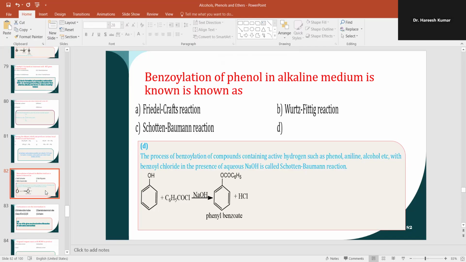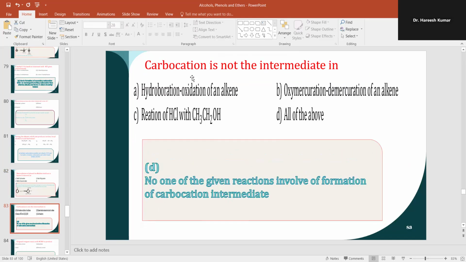Let's take another question. So carbocation is not the intermediate in hydroboration oxidation reaction. Carbocation is also not formed in oxymercuration demercuration. Carbocation is also not formed in the reaction of HCl with ethanol. So that's the reason D will be the answer. Let's take another question.